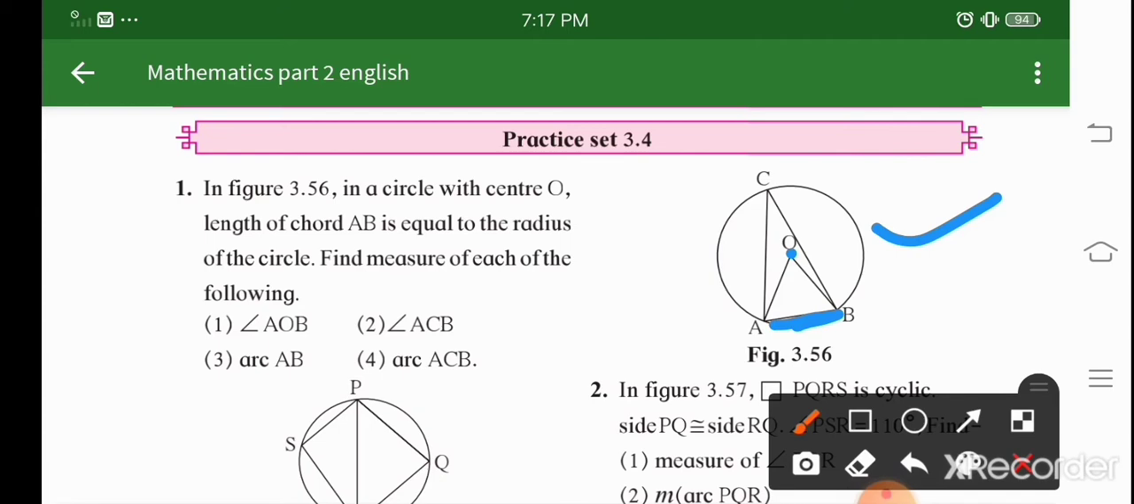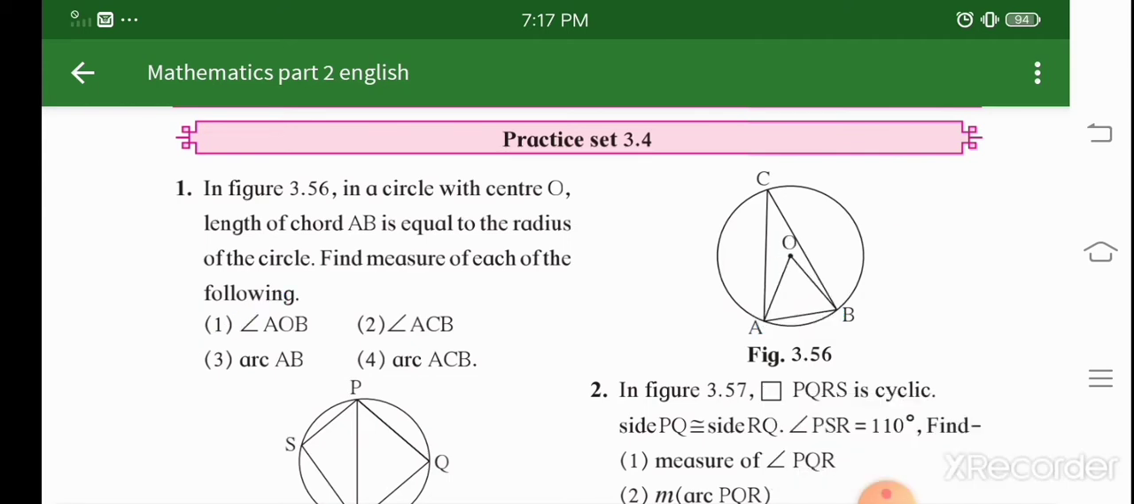Now can you see the radius over here? This is the center, so OA and OB will be the radii. So this chord AB is equal to this radius. Find the measurement of the following. The first one is AOB. Can you see what they have given? AOB, that means this angle we have to find.